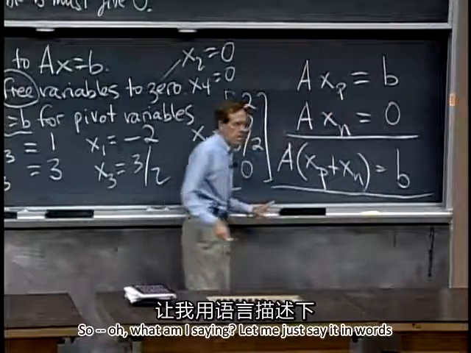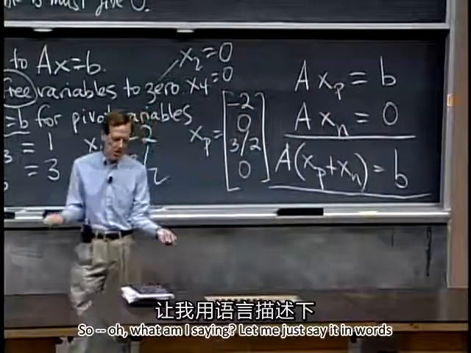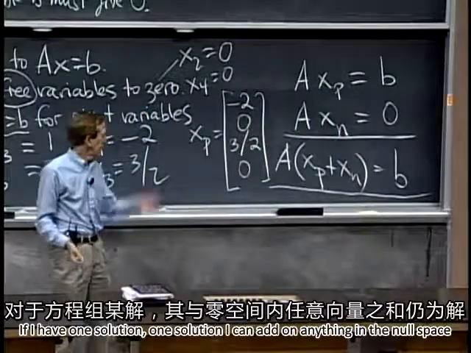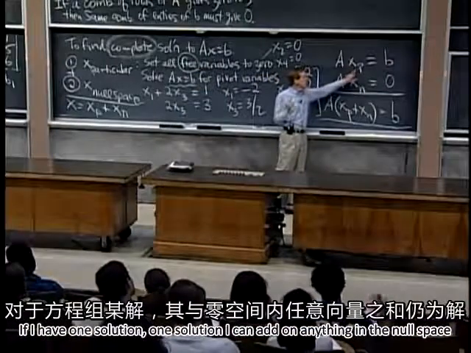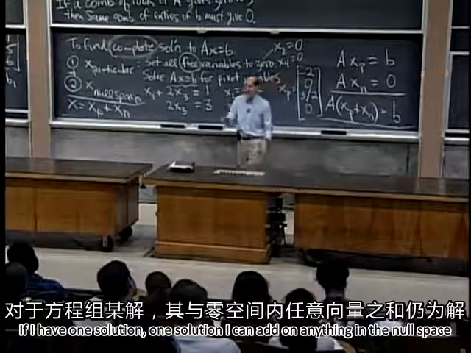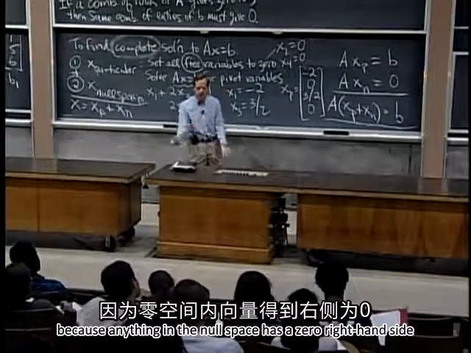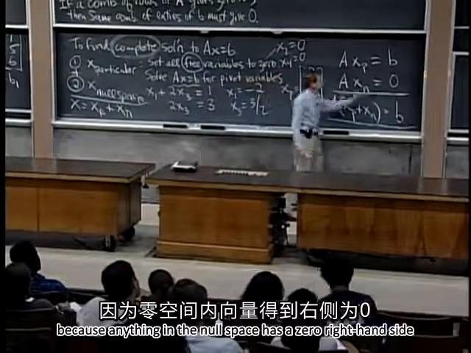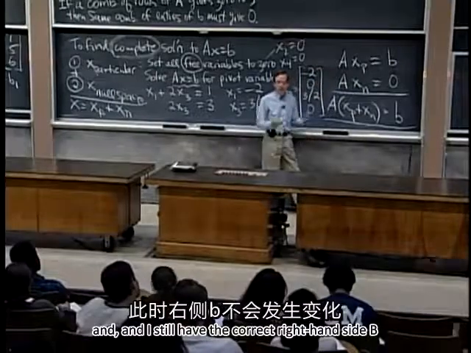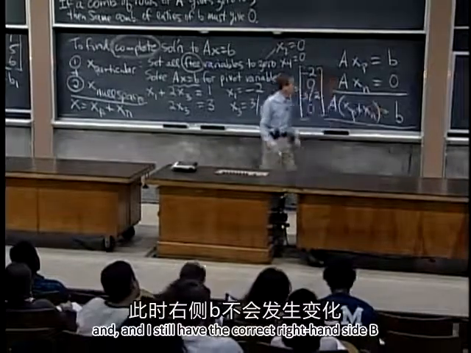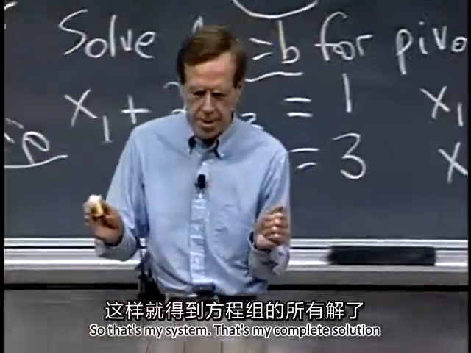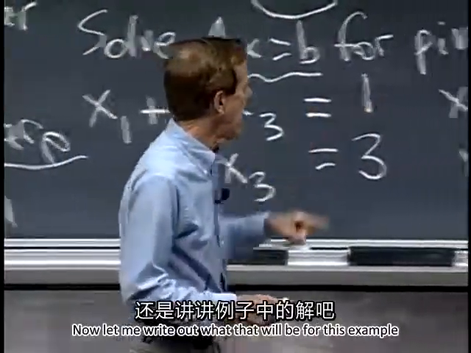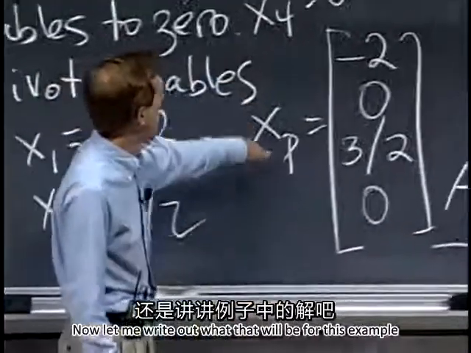Let me just say it in words. If I have one solution, I can add on anything in the null space. Because anything in the null space has a 0 right-hand side, and I still have the correct right-hand side b. So that's my complete solution. Now let me write out what that will be for this example.